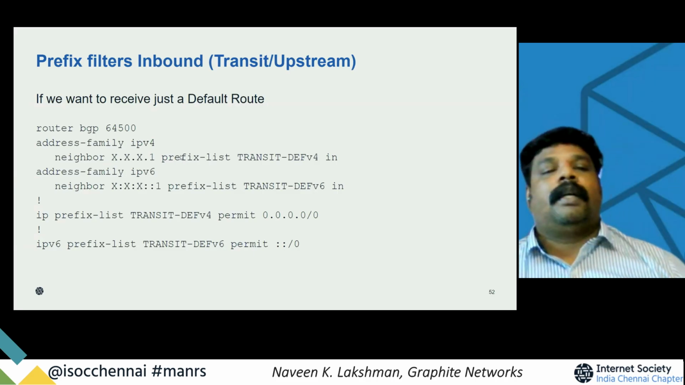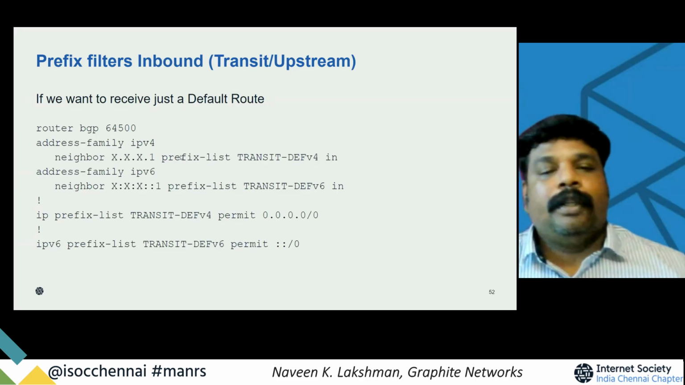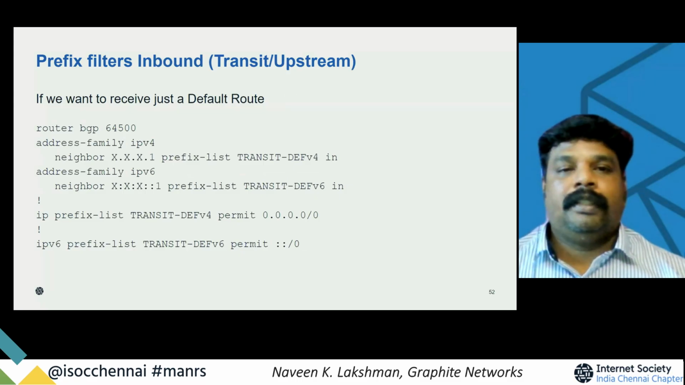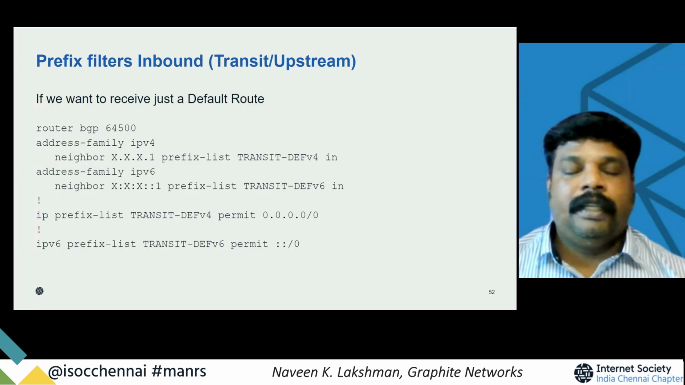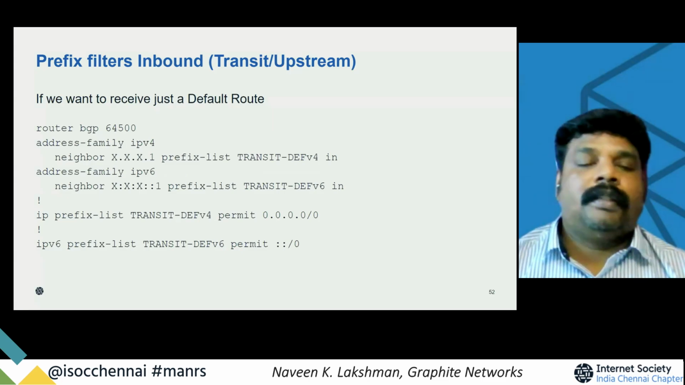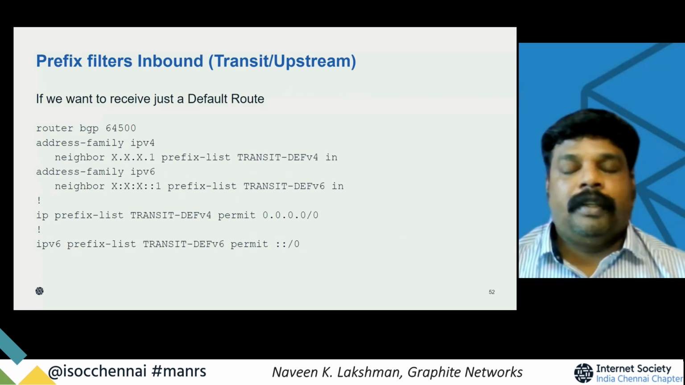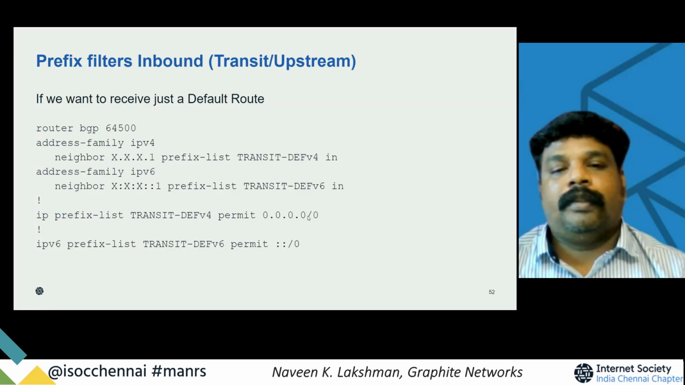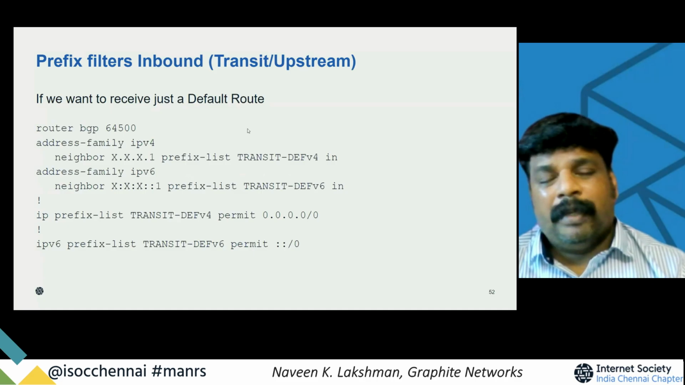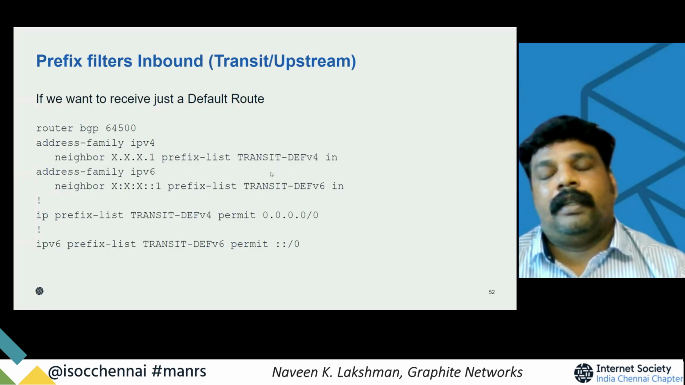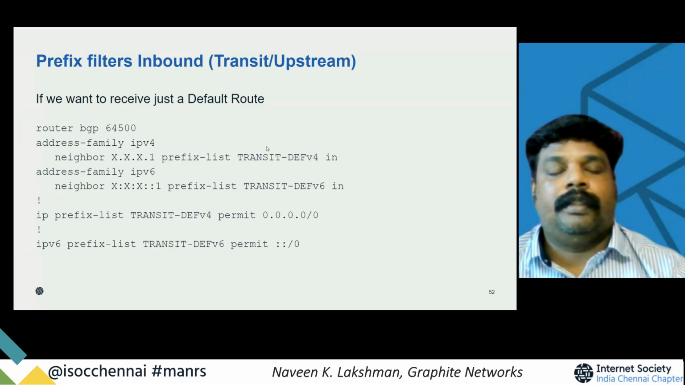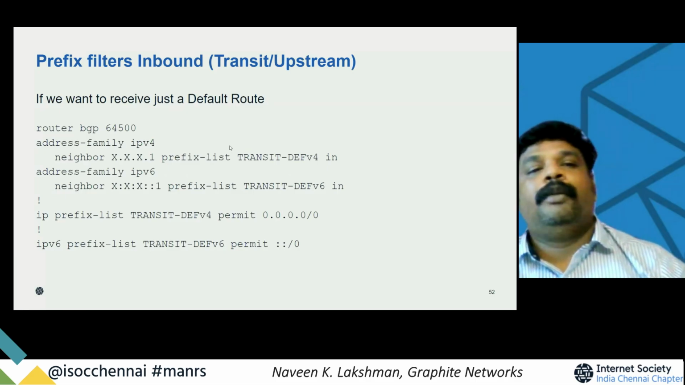From the transit, again, you have two cases. One is whether you want to receive a default route, meaning you don't want the complete routing table. All you need is to make sure that you can reach the transit, because the transit has the complete routing table. In that particular case, you would receive a default route. So you permit the default using the permit statement, then you implement it on the neighbor and clear the neighbor session so that only the default route is accepted. The rest of it is rejected. So this is when you want to receive a default route.